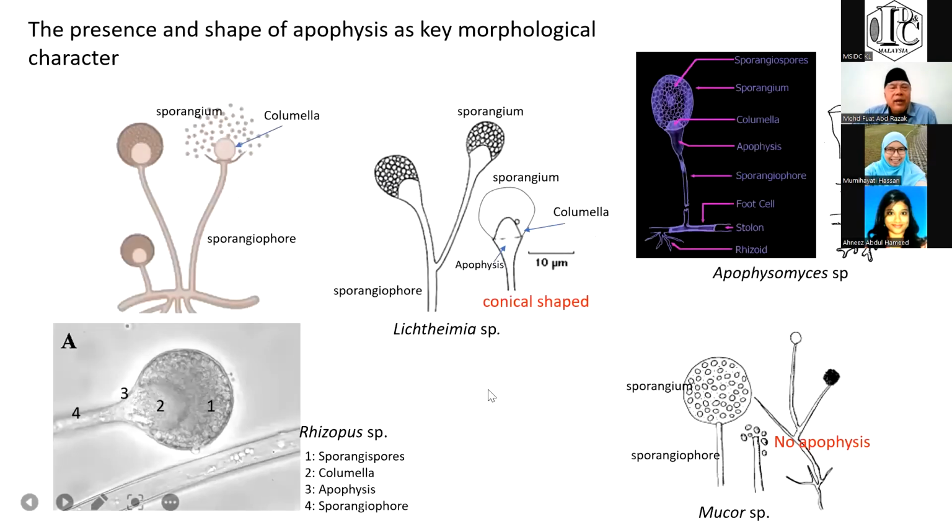Another character in Mucorales is the presence of an apophysis. The apophysis is an additional structure just before the columella, and it's not covered by the sporangium. Lichtheimia has an apophysis in a conical shape. Apophysomyces has an apophysis in a bell shape. Mucor has no apophysis. Rhizopus has a very small apophysis.